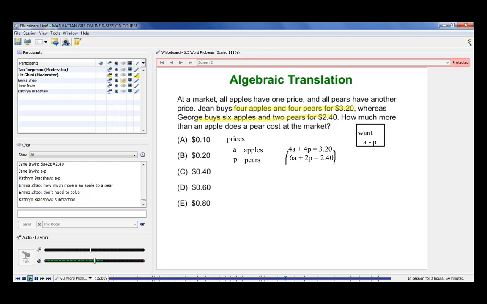What I could do is just subtract. Or I could do substitution, either way, but I actually think the subtraction is going to be faster. All right, so then I get negative 2A, and 4P minus 2P, so that's plus 2P, equals 320 minus 240, that's going to leave me with 80 cents, right? Now what? Now what do I do?